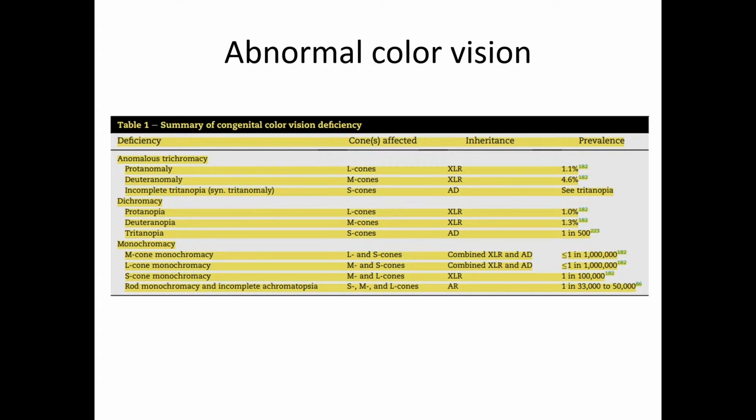So apart from these cones, there is one more, that is rod monochromacy and incomplete achromatopsia. So even though the patient has lost all three different kinds of cones, the patient will still be able to see color with rod monochromacy.